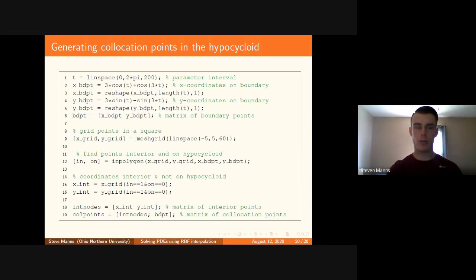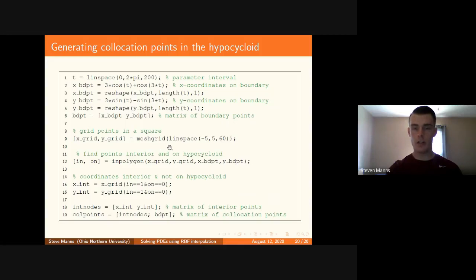Generating collocation points in the hypocycloid. The boundary points are still pretty straightforward. We define a parameter interval in line 1 here, then we just use the parametric equations. I'm sorry, the wrong line. We just use the parametric equations to get the x and y coordinates and store these into a matrix of boundary points. As for the interior nodes, it requires a little bit more thought, but is still pretty straightforward.